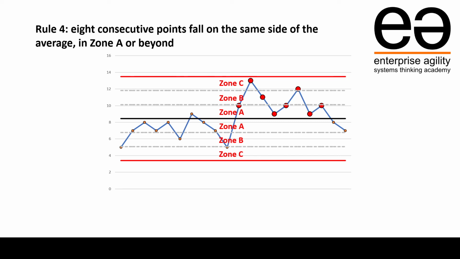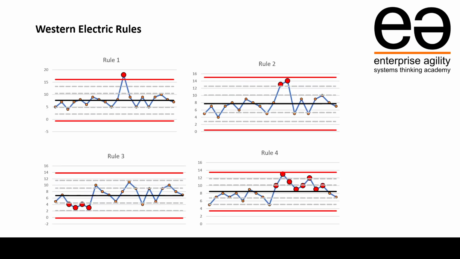What you may have spotted by looking at rules 2, 3 and 4 is that they each have a subsequently lower threshold of sensitivity. So rule 2 looks for a small number of data points in zone C. Rule 3 looks for a slightly larger run of data points in or around zone B. And rule 4 looks for a larger still number of data points, but this time it doesn't even care what zone it's in, as long as those data points all fall on the same side of the average.